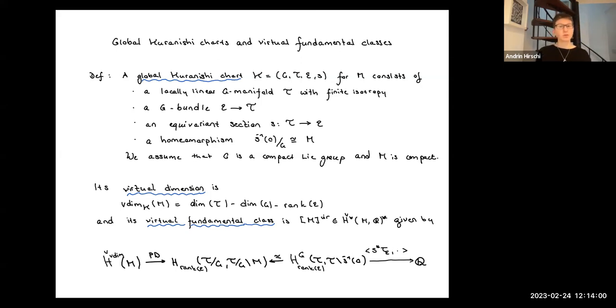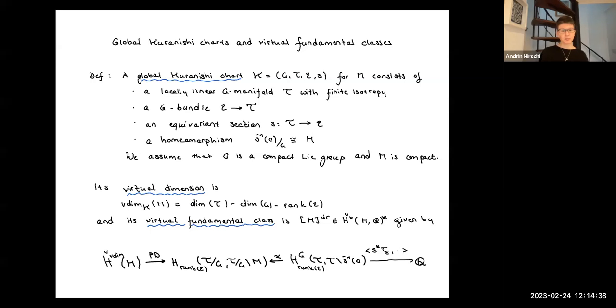Now, we also have an obstruction bundle, E over T, on which G acts as well, and an equivariant section S of E. And finally, we need to connect this, of course, to M. So the additional last piece of data of the global Kuranishi chart, which is usually omitted from the notation, is a homeomorphism from the zero locus of S mod G to M. For the next definition, this definition works if M is non-compact, but for the definition of the virtual fundamental class, we need M to be compact, and I will assume this from now on.